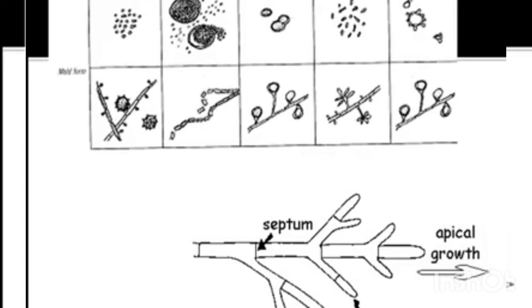Some important conidia are arthrospores, that are the mode of transmission of coccidioides, chlamydiospores, that are present in Candida albicans, blastospores, sporangiospores, they are present in Rhizopus and Mucor.